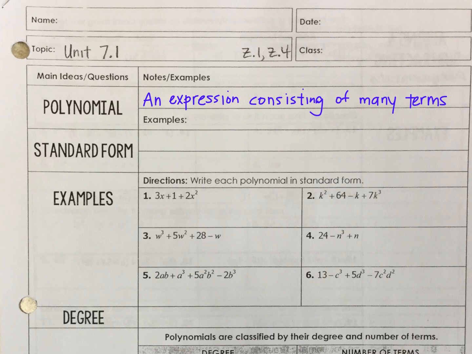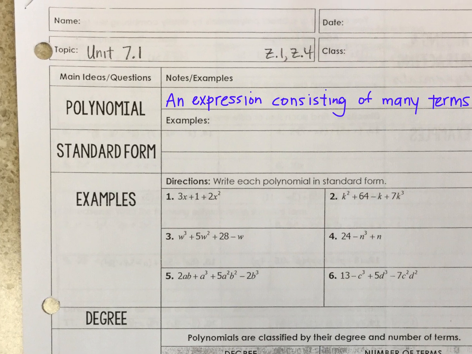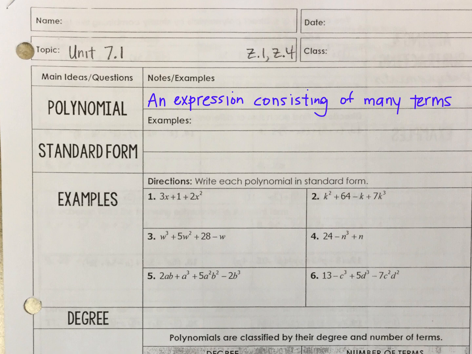All right, we are doing Unit 7-1 notes. We're going to talk about polynomials. And all a polynomial is, is an expression consisting of many terms, or it could be a few terms. So, a 5, technically, that could be a polynomial. Negative 6x could be a polynomial.